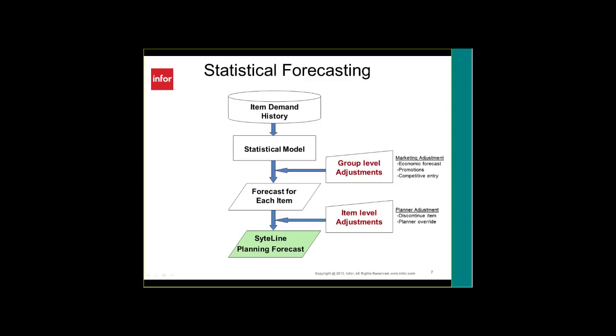Now it's your turn to come in and look at what the system has come up with and decide how you want to adjust that, because obviously you're going to have things that you know that the statistical model does not know. So you can do these adjustments either at group levels, like a family code, a product code, a planner code, those groupings that SyteLine uses to put the items into different categories. Or you can adjust at the individual item levels for things like if an item's going to be discontinued, or a particular product is going to have a price change that you think might affect the demand.